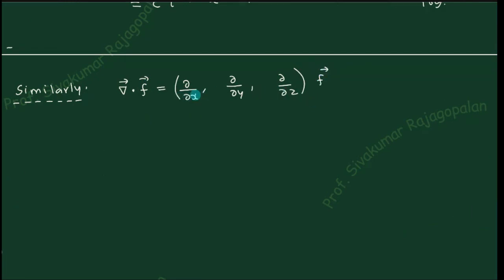Of course, if you simplify, you know what it is: dou by dou x of the x component fx plus dou by dou y of the y component of the f vector, and like that you can simplify. This is the usual 3D. Now we want to know what will happen if you extend it to the Minkowski 4D case.